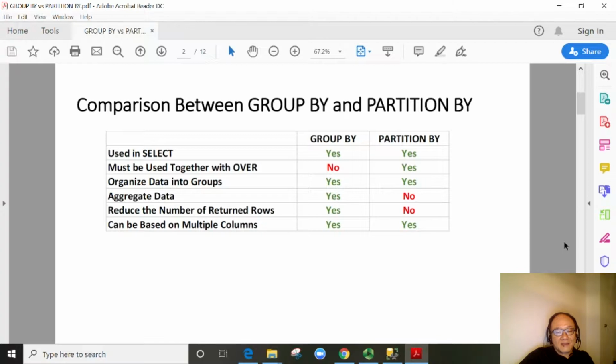Group by does data aggregation. Therefore, group by may reduce the size of the returned data because the data has been aggregated. On the other hand, partition by does not do data aggregation. Therefore, partition by will not reduce the size of the returned data. Both group by and partition by can be based on multiple columns.